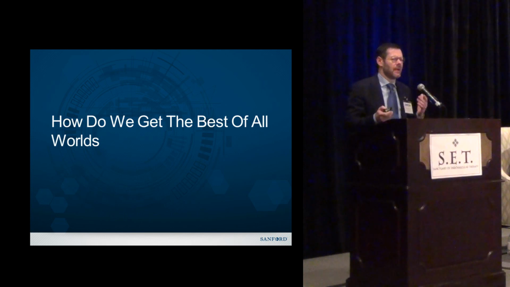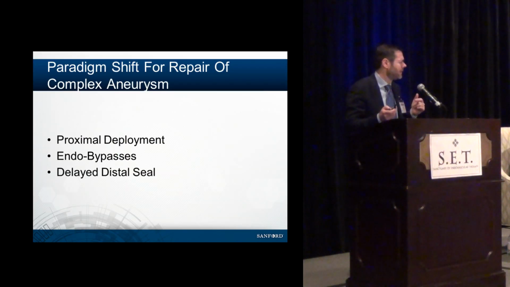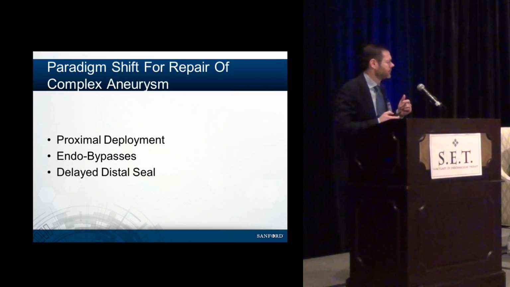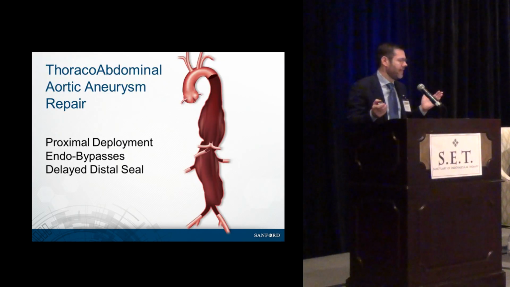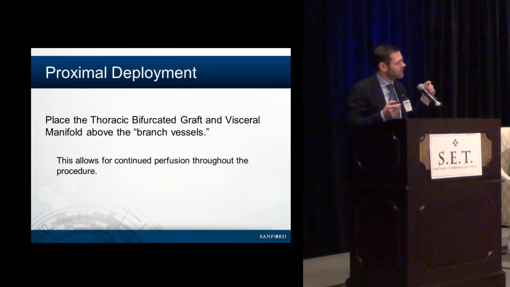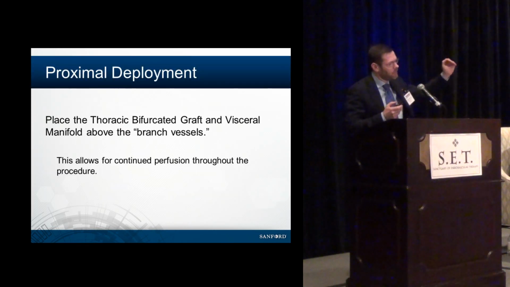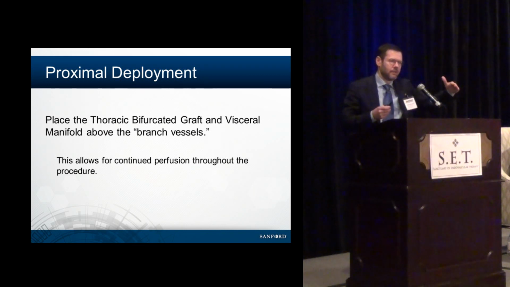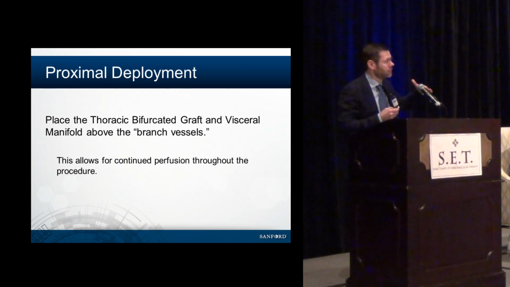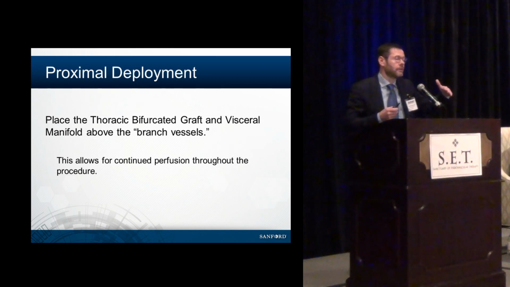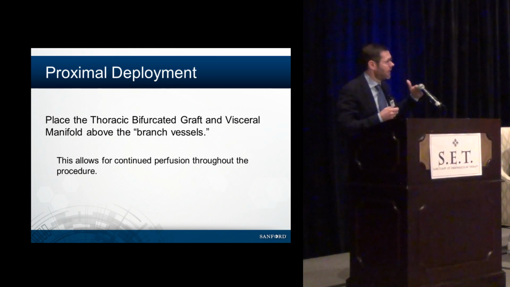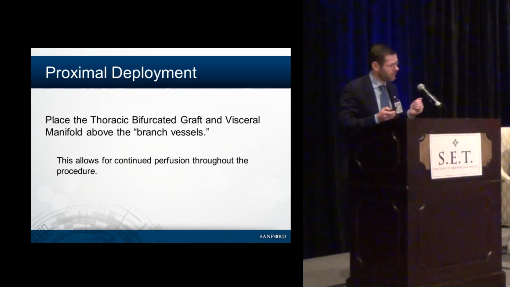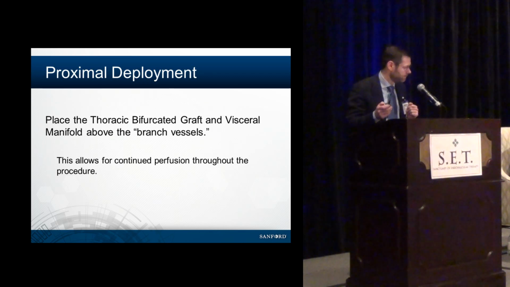Well, I think it requires a paradigm shift. I think it requires proximal deployment, endo bypass, and delayed distal seal. And what I mean by that is, here's an example of an aneurysm. We're going to do proximal deployment because if we start separating that aortic flow above those visceral vessels, it allows us to, one, stage this. It allows us to have what I think I'll show as good flow characteristics, and it'll allow us to sequentially do this with unimpeded flow while we're working.